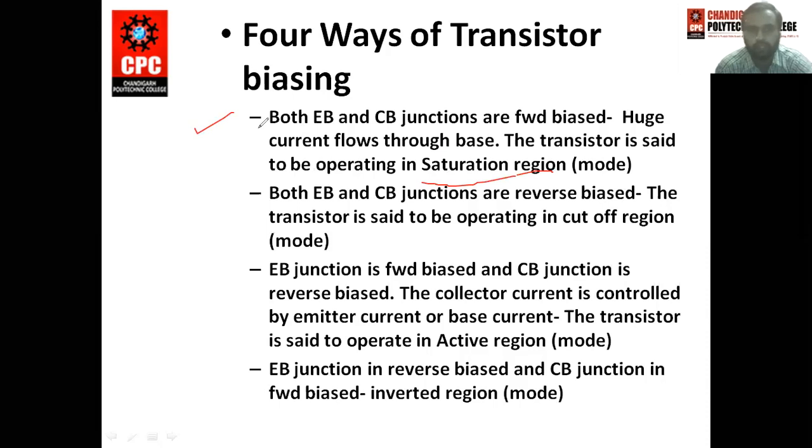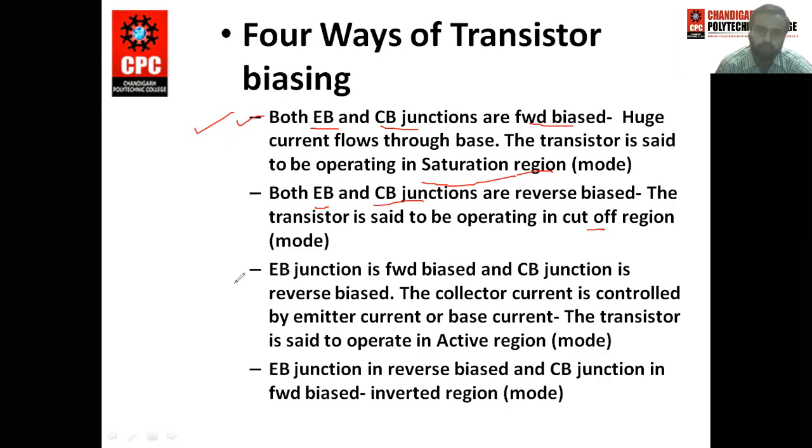In the saturation region, both the emitter-base and collector-base junctions are forward biased. That region is known as the saturation region. Next is your cutoff region. In the cutoff region, both the emitter-base and collector-base junctions are reverse biased. That case is known as your cutoff region.